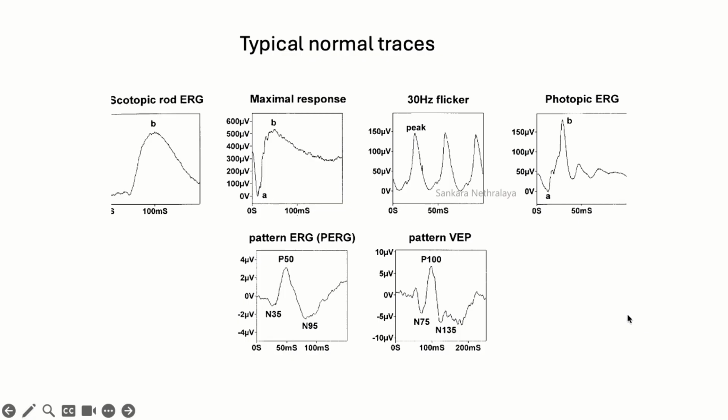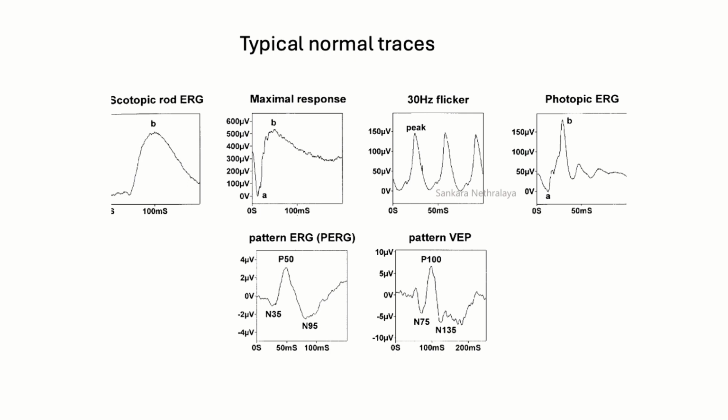So 30 Hertz flicker we said is pure cone response and is very specific for cones. And photopic ERG is light adapted, bright flash ERG, and it is specific and sensitive for cones. It comes mainly from cones with sometimes a little bit of rod contribution. Okay.